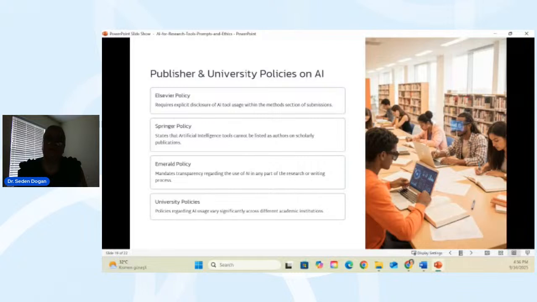I mean, if you are in doubt, disclose, disclose, disclose. So this is the safest zone. Journals and universities are not banning AI, but they are actually demanding transparency, which is very fair, right? And the more open you are, the stronger your integrity and credibility as a researcher.